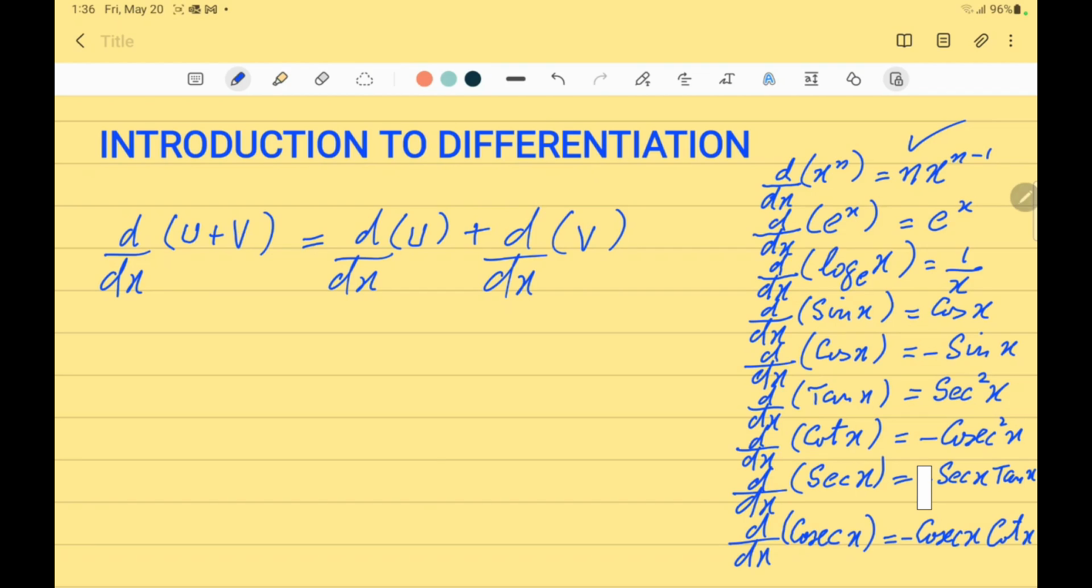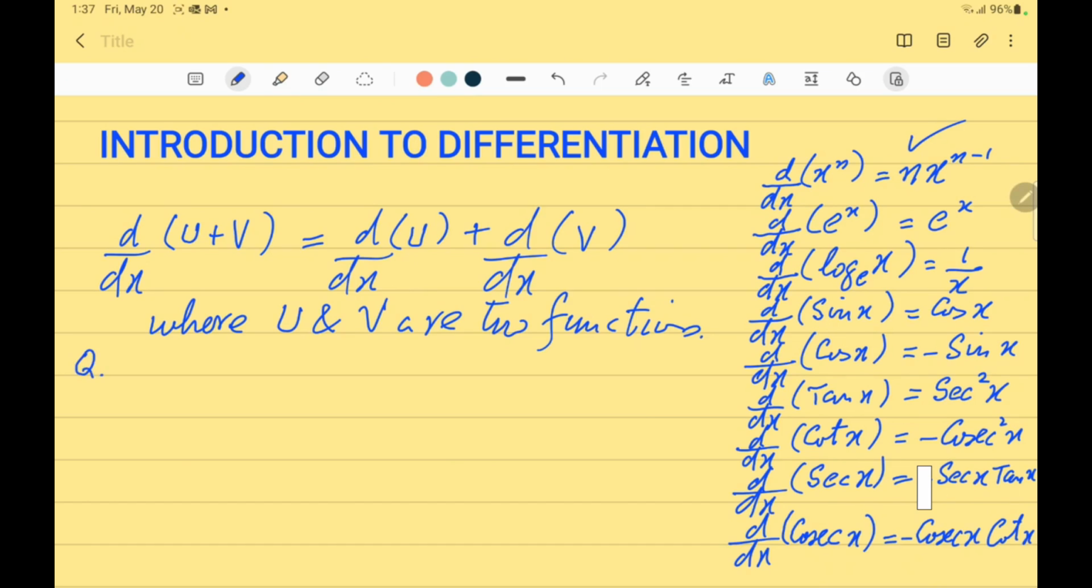So very simple, we have to differentiate both the functions one by one, where u and v are two functions. They can be functions of any variable, whichever is there at that time. Okay, so let's explain this formula with the help of some examples.